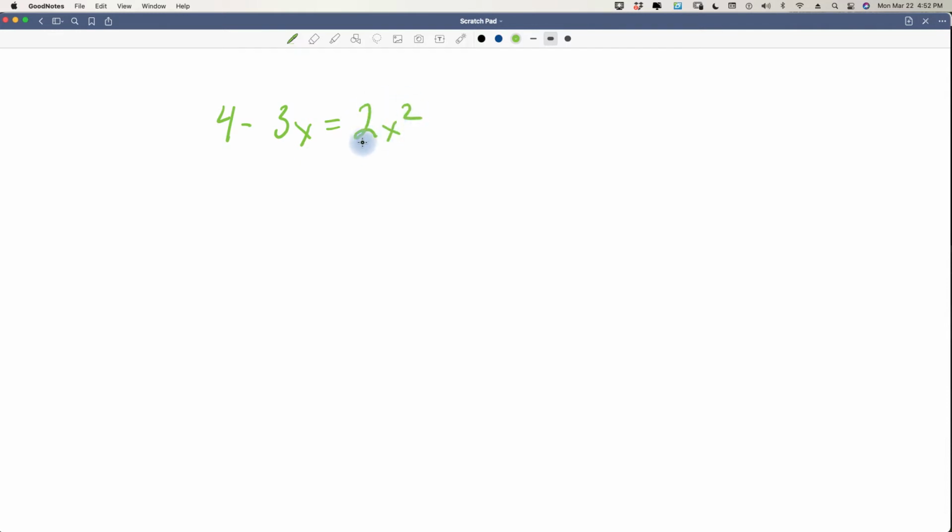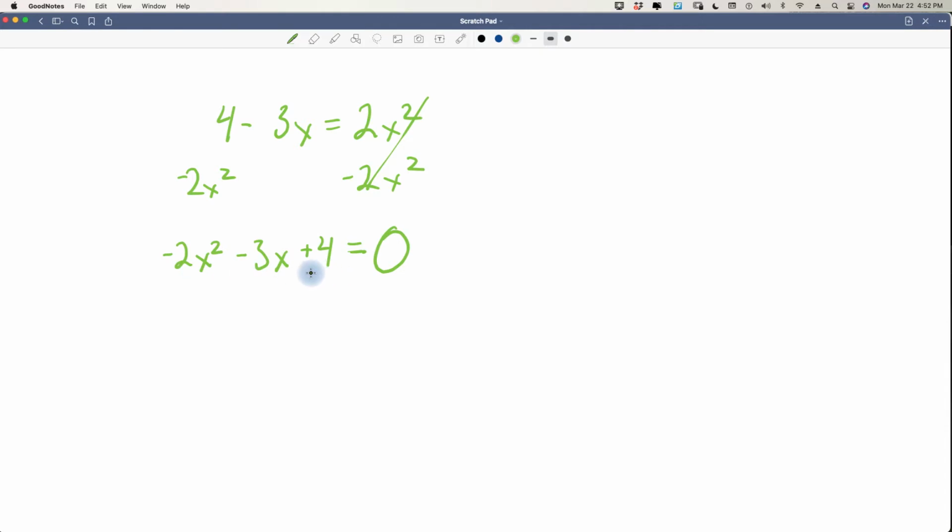All right, we need this to equal 0. So we'll subtract 2x squared from both sides, which gives us negative 2x squared minus 3x. I'm going to go ahead and write this in descending order of the variable because it's going to make more sense. Plus 4 equals, that cancels, so this is 0.